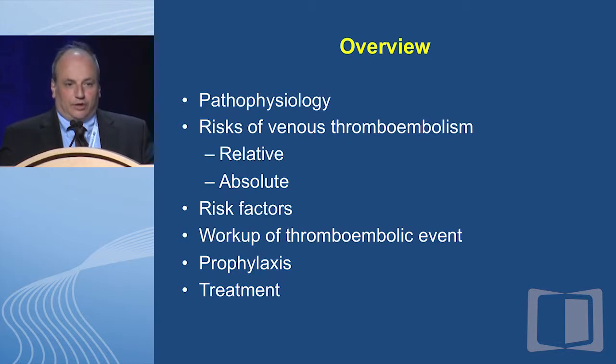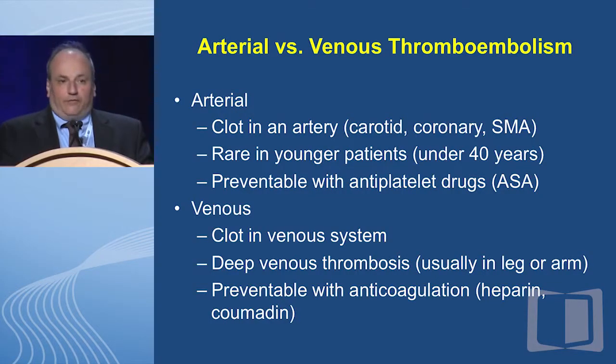My overview is going to first discuss the pathophysiology of thrombosis, the risks of venous thromboembolism in IBD patients, both the relative risk and the absolute risk, the risk factors for thrombosis both in the general population and in IBD patients, how one evaluates a suspected thromboembolic event, how one prevents clots from forming, and also how one treats clots once they form. So the first important topic is to distinguish between arterial and venous thromboembolism.